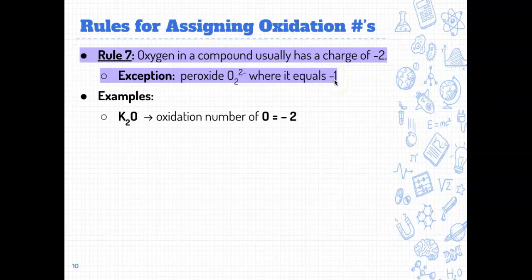So here's some examples. So we have K2O. Oxygen is going to be -2 because this is the regular atomic version of oxygen. Here we have K2O2.